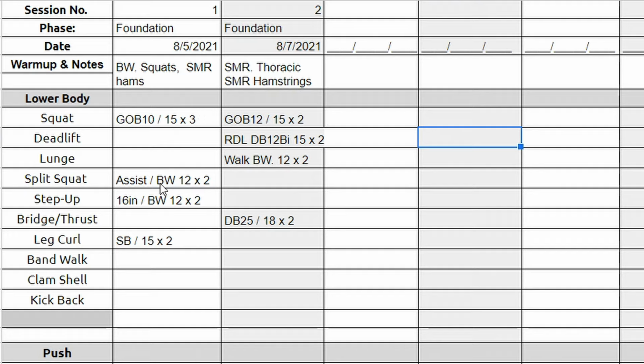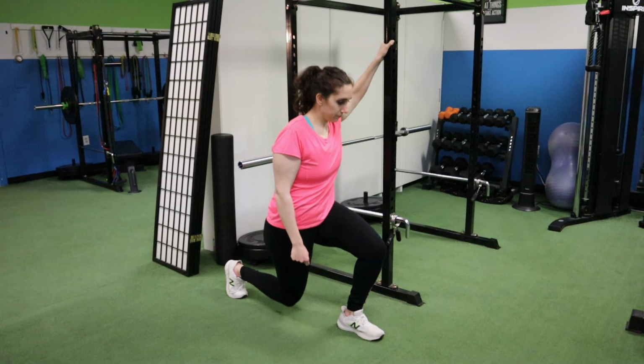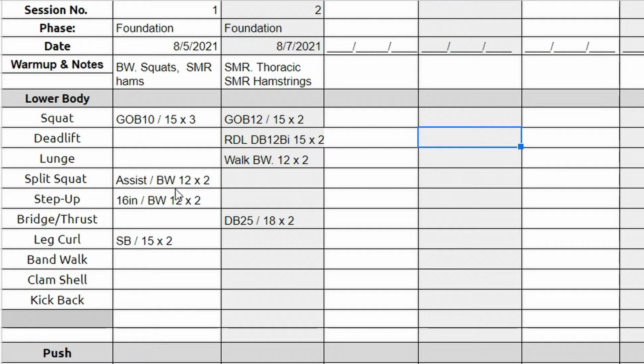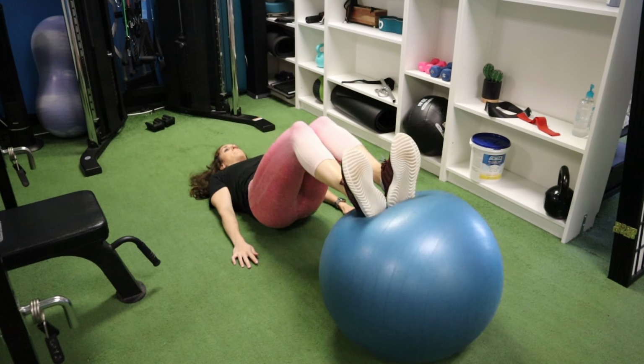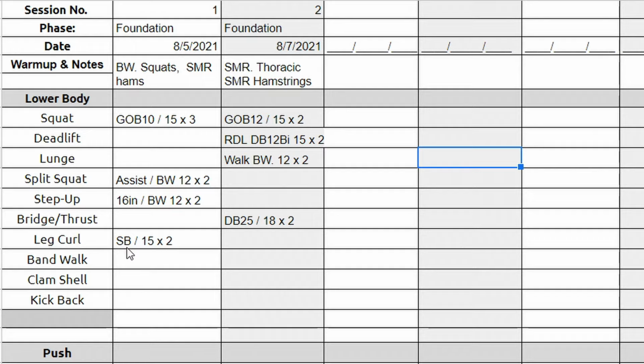We then have assisted split squats where we're holding on to the squat rack. BW stands for body weight, so no extra weight here. And we have 12 reps per side for 2 sets. Next up, we have 16-inch box step-ups for 12 reps and 2 sets. We also have stability ball hamstring curls, SB stands for stability ball, for 15 reps and 2 sets.